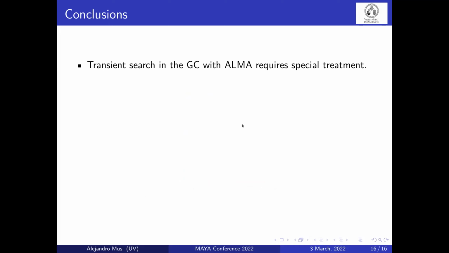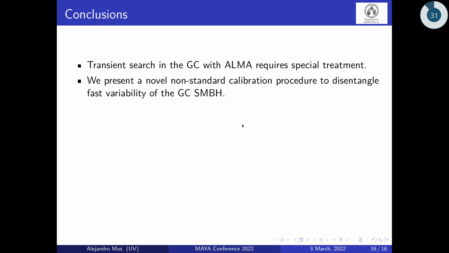And with this, I'm finishing. We did the first transient search at high frequencies using ALMA. And this, in the Galactic Center, requires special treatment because it's dominated by the central black hole and is fast varying. We present a novel non-standard self-calibration procedure to solve these two problems.